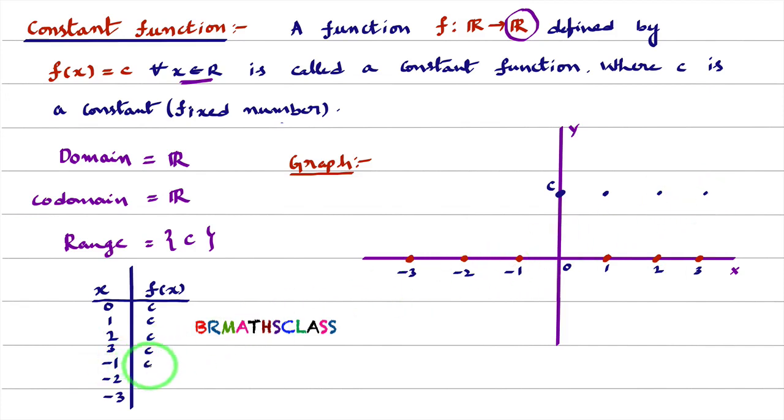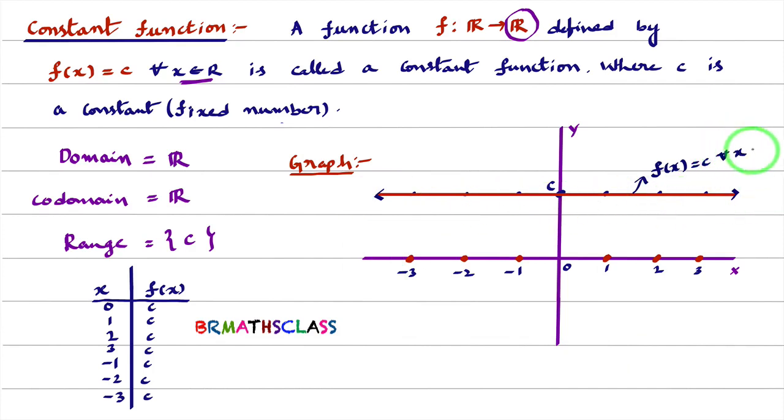Similarly, f of minus 1 is c, f of minus 2 is c, f of minus 3 is c as per the definition. So this is the point (-1, c), this is the point (-2, c), this is the point (-3, c). If you join all these points, what will you get? You observe, I am joining all these points. I am getting a straight line which is parallel to the x-axis. Therefore, the graph of a constant function is a straight line which is parallel to the x-axis.